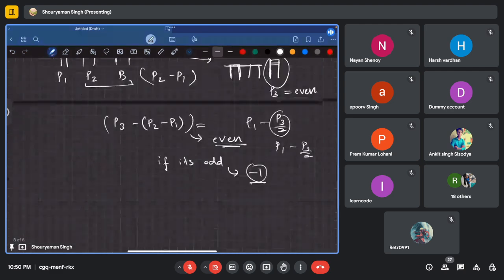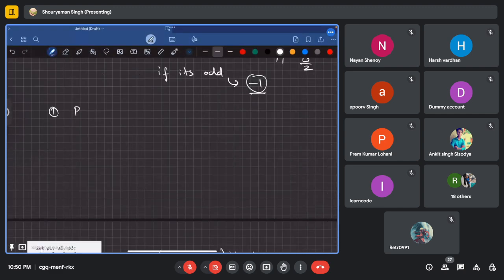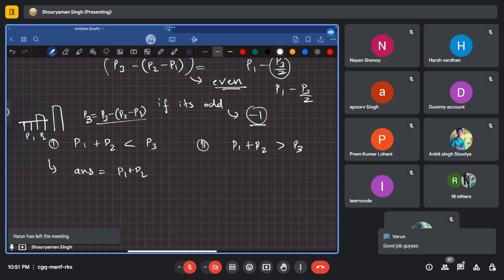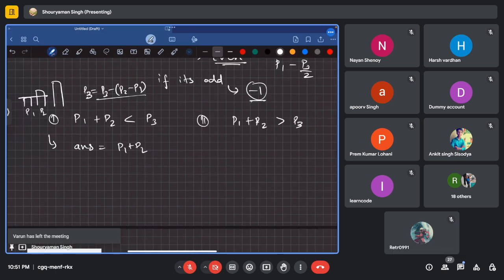No worries. The thing is, there will be two cases. Number one, P1 plus P2 is less than P3. In this case, your answer will simply be equal to P1 plus P2. The second case is when P1 plus P2 is greater than P3. What you do here is try to make P1 and P2 the same, so you reduce P3 by P2 minus P1, okay? And once you do that, you will be left with P1 and P1, and the rest will be P3.